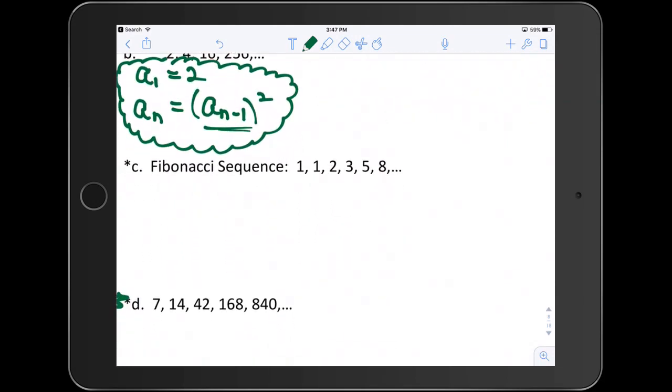Okay, so the Fibonacci sequence. We love the Fibonacci sequence. If you've never seen it before, it's really the first 2 terms here add up to this third term. These 2 add up to this one. These 2 add up to this one. These 2 add up to this one. So the previous 2 terms add up to the next term is really what's happening there. And it's super, super cool.